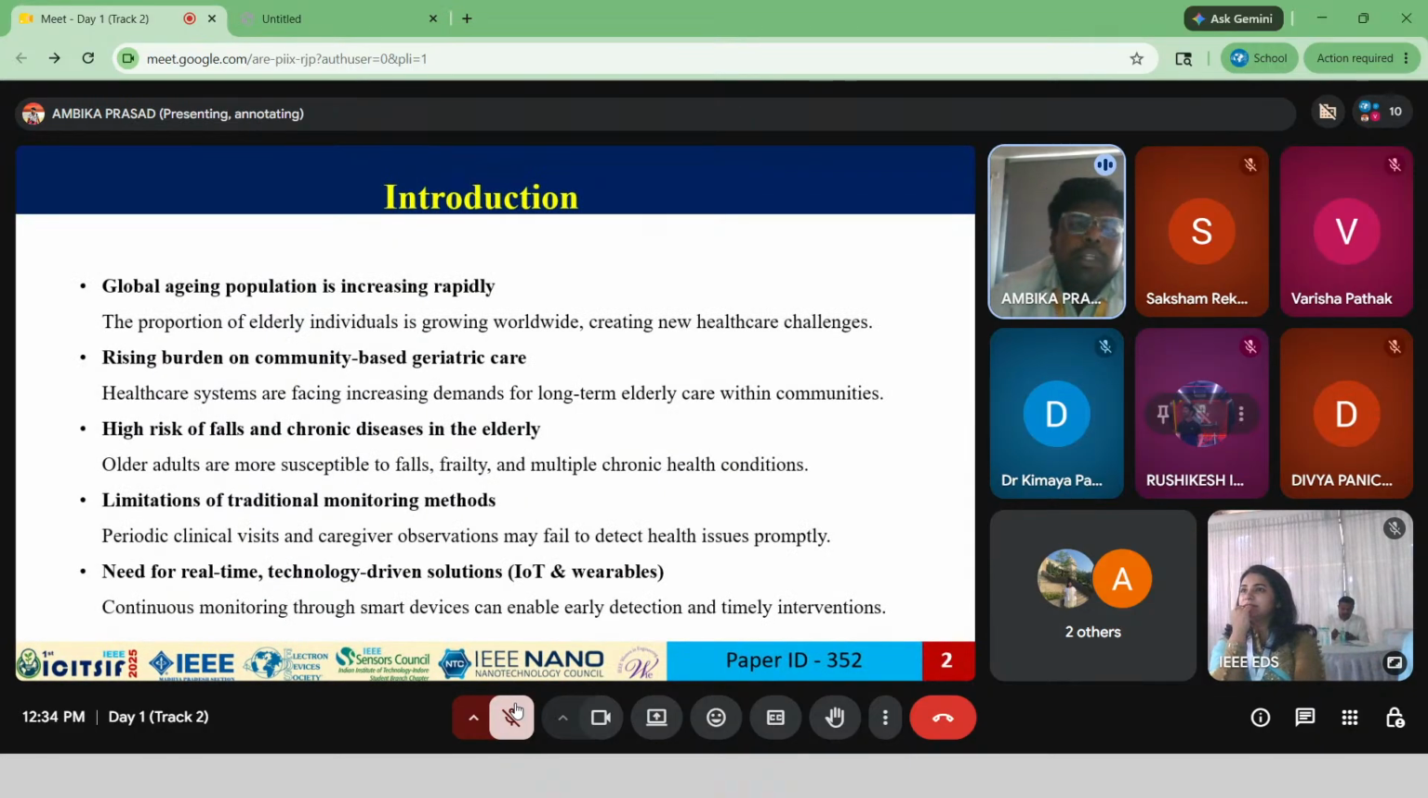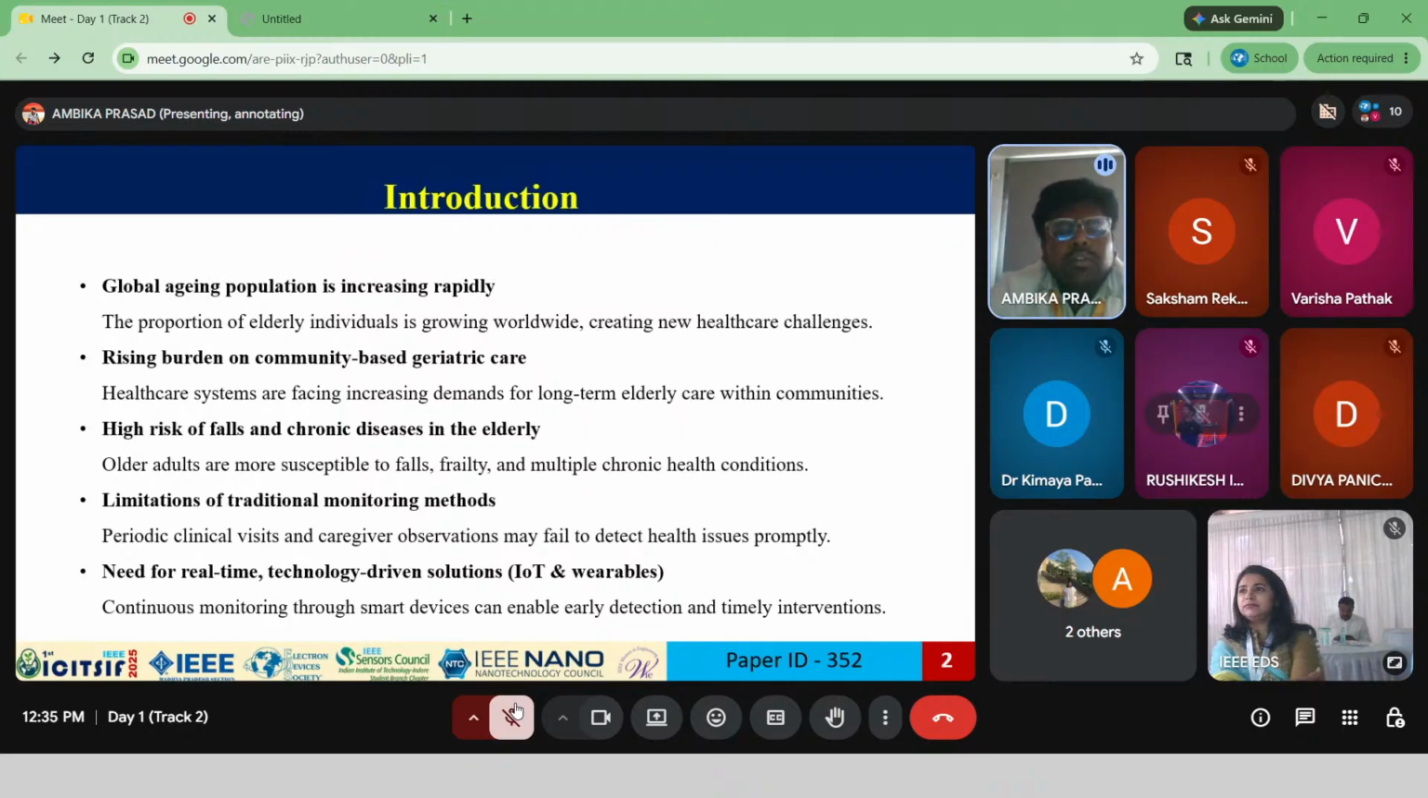The global aging population is increasing rapidly. The proportion of elderly individuals is growing worldwide, creating new healthcare challenges. By the year 2050, the Indian elderly population is likely to cross 1 billion. This includes a rising burden on community geriatric healthcare, and significant challenges that healthcare systems might face with the increasing demand for long-term elderly care within communities. There is also a high risk of falls and chronic diseases in the elderly; older adults are more susceptible to falls, frailty, and multiple chronic health conditions.